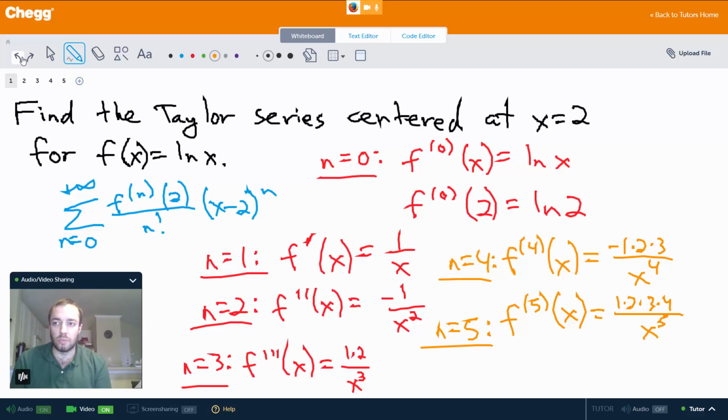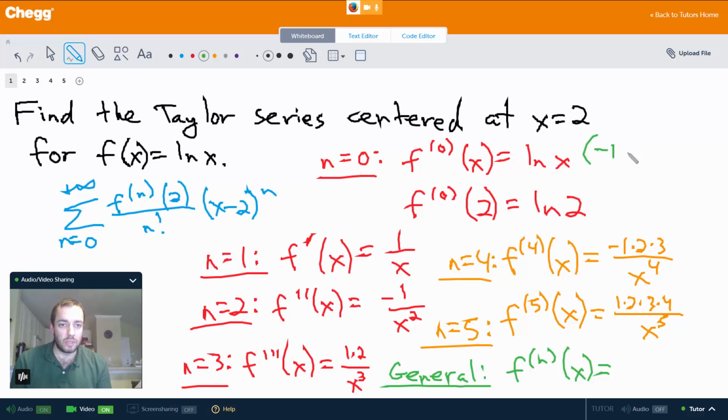So what do we have in general? In general, the nth derivative of f evaluated at x is going to be what? Well, when n is 1, in other words, when n is odd, we don't have a negative, we have a positive. When n is even, we have a negative. N is odd, we have a positive. N is even, we have a negative. Okay, so remember up here we wrote negative 1 to the n or negative 1 to the n minus 1.